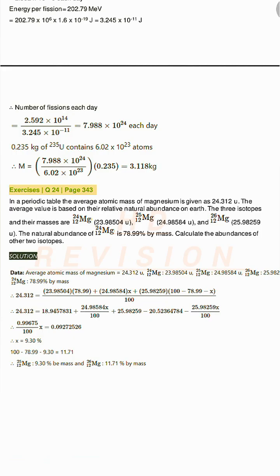Exercises Q24, page 343. In the periodic table the average atomic mass of magnesium is given as 24.312 u. The average value is based on the relative natural abundance of its isotopes on Earth. The three isotopes and their masses are 23.98504 u, 24.98584 u, and 25.98259 u. The natural abundance of the first is 78.99% by mass. Calculate the abundances of the other two isotopes. Solution.